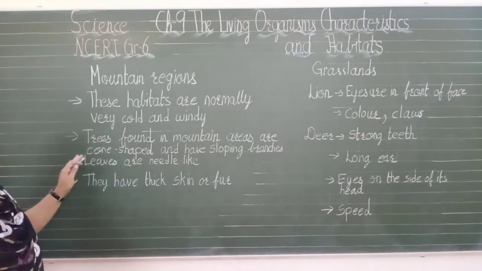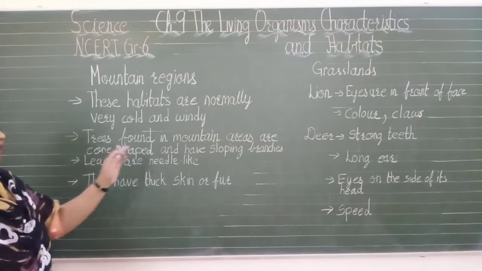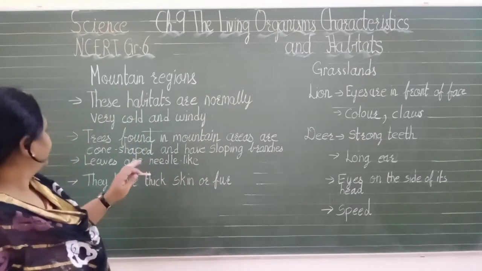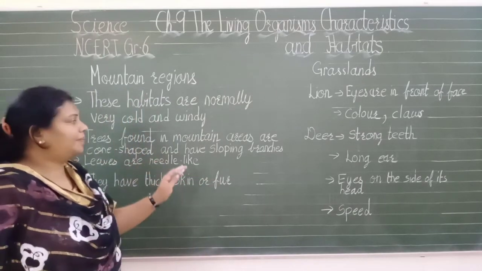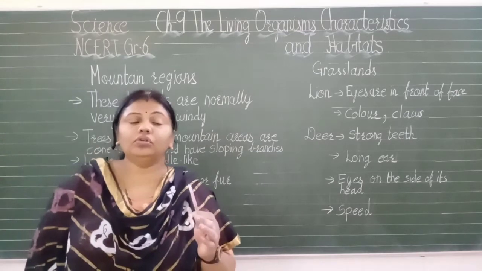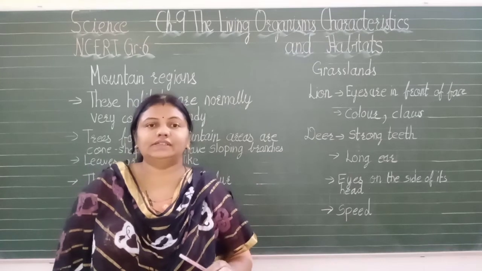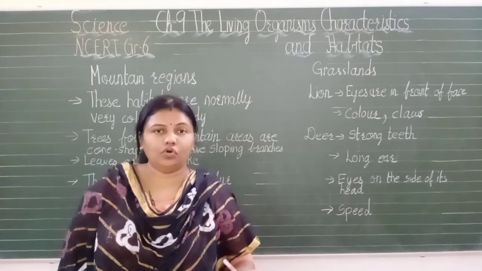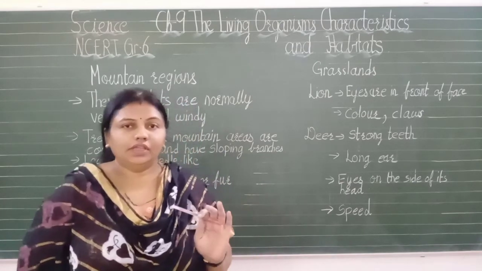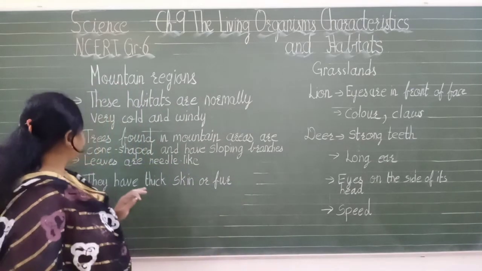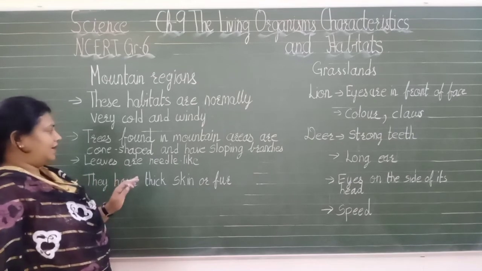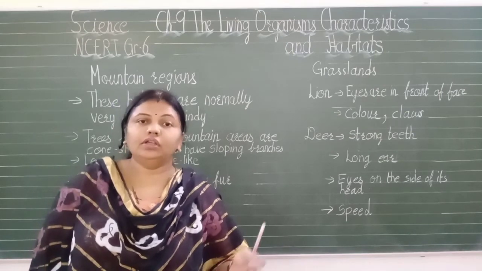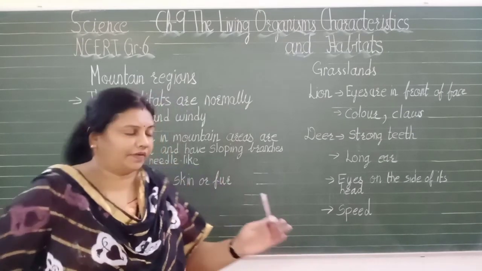Now, trees found in the mountain areas are cone shaped and have sloping branches. Why do they have such features? Being cone shaped with sloping branches helps the rainwater and even the snow slope away easily, so the tree will not get damaged. Leaves are needle like. Yes, even the leaves are needle like, which helps to remove the extra water, which can easily slope away from it.